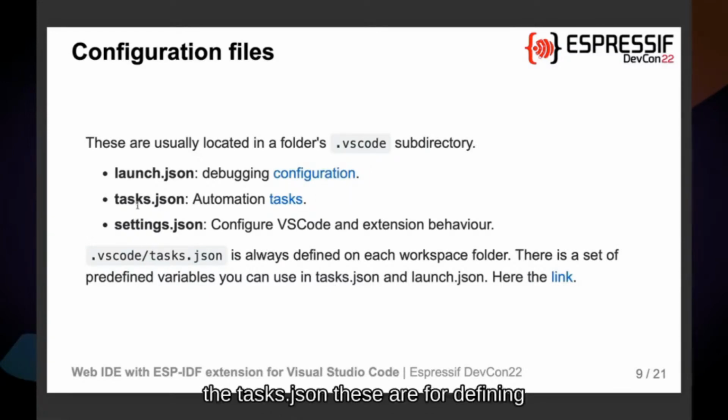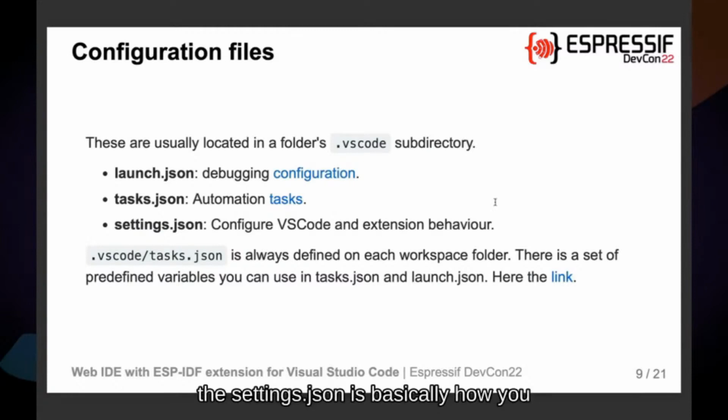The tasks.json, these are for defining automation tasks. For example, if you want to do some parsing of some binaries, or you want to execute something before the debugging session starts, this can be defined here.